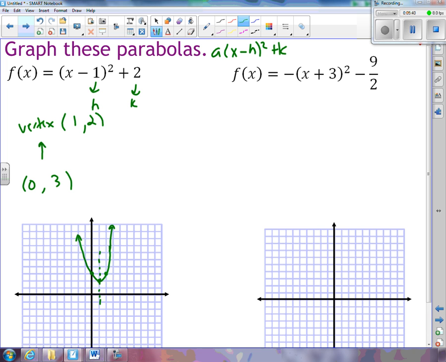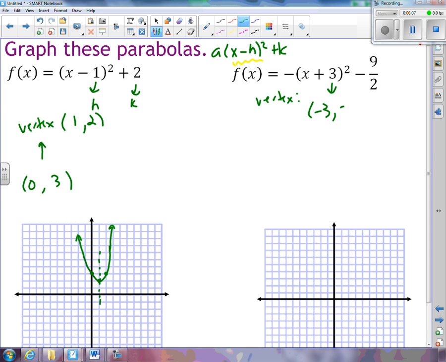Now, the next one, here, the first thing I want to do is identify my vertex. So, my h is this number. But if you notice in this formula, the h, it's x minus h. So here, my h is not 3. My h is negative 3. And then the same thing with my k here. My k is not just 9/2, it's negative 9/2.